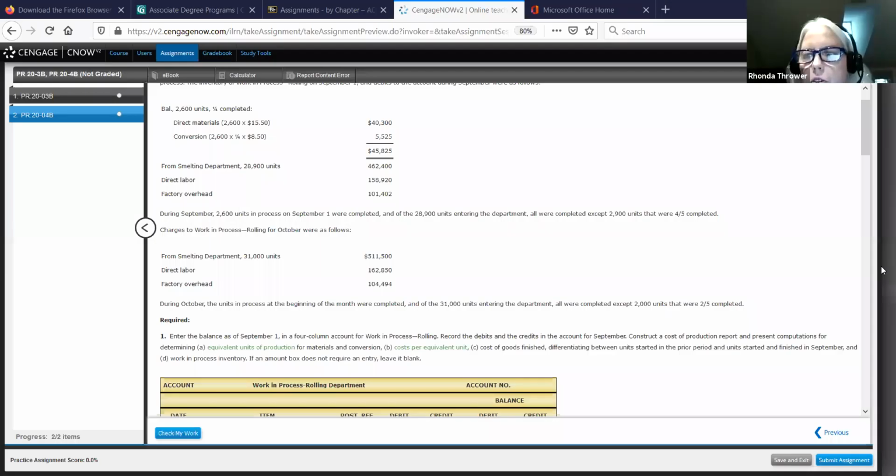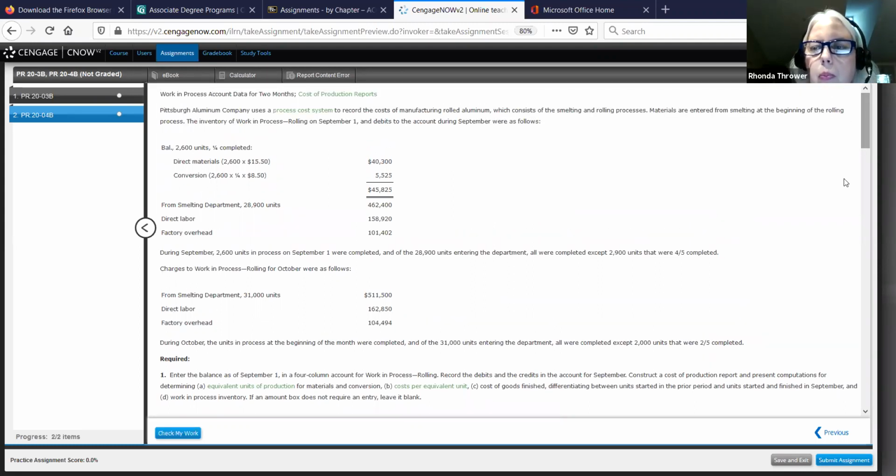Today's lesson will be Chapter 20, Problem 4B. You should be able to see Cengage now, and what we're going to be looking at is Chapter 20, Problem 4B, and we're going to be doing a cost of production report for the month of October and also for the month of September. We're going to start, of course, with the month of September.